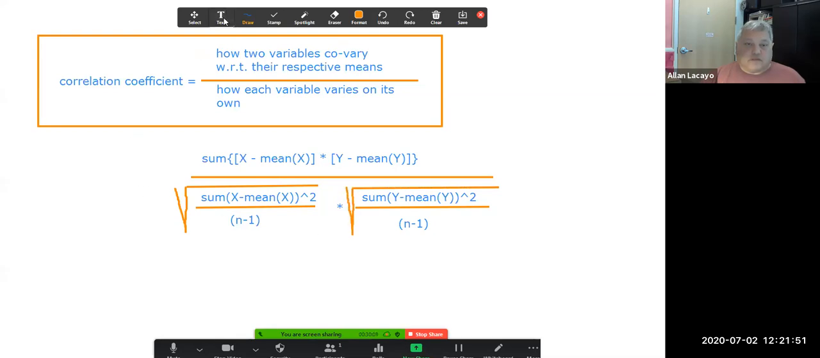And that's what we mean by correlation coefficient. R, the correlation coefficient, is calculated by taking how the two variables vary together. So I'm going to color code that in yellow.